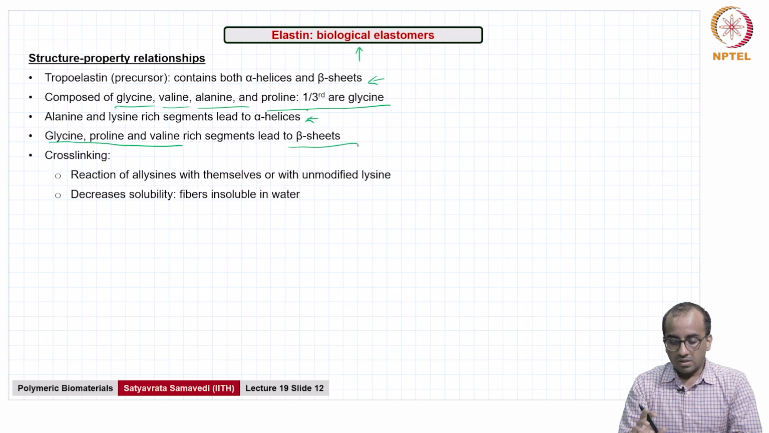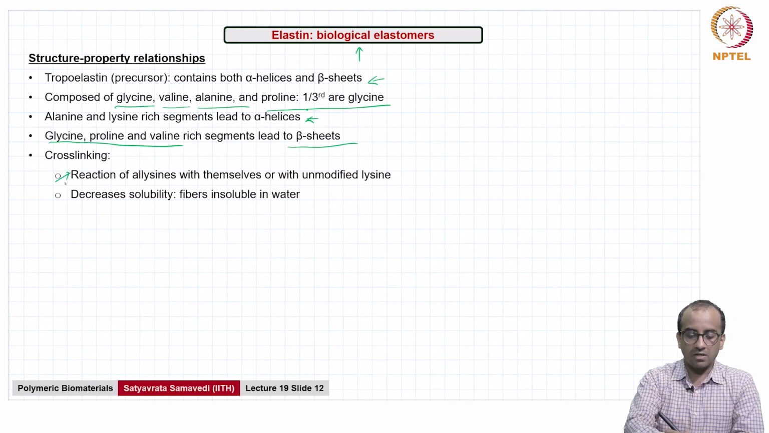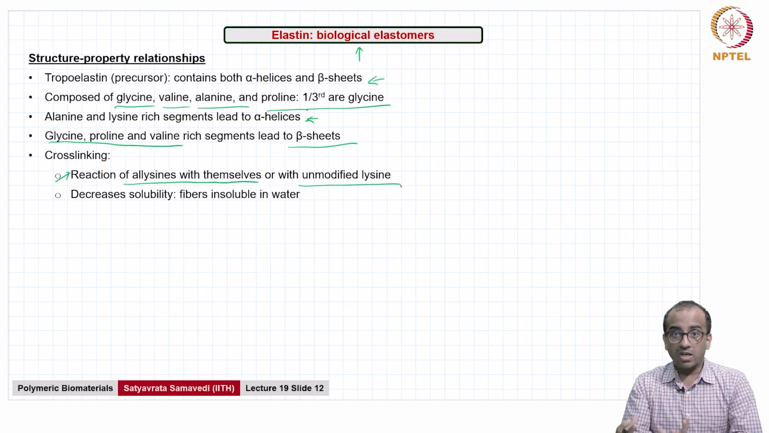Now, one important reason why elastin has elastomeric properties is because of this reaction that we have seen earlier between lysines with themselves or with unmodified lysine, which leads to covalently crosslinked networks. So, this decreases the solubility of the protein and or the fibers in water, but gives them elastomeric properties.